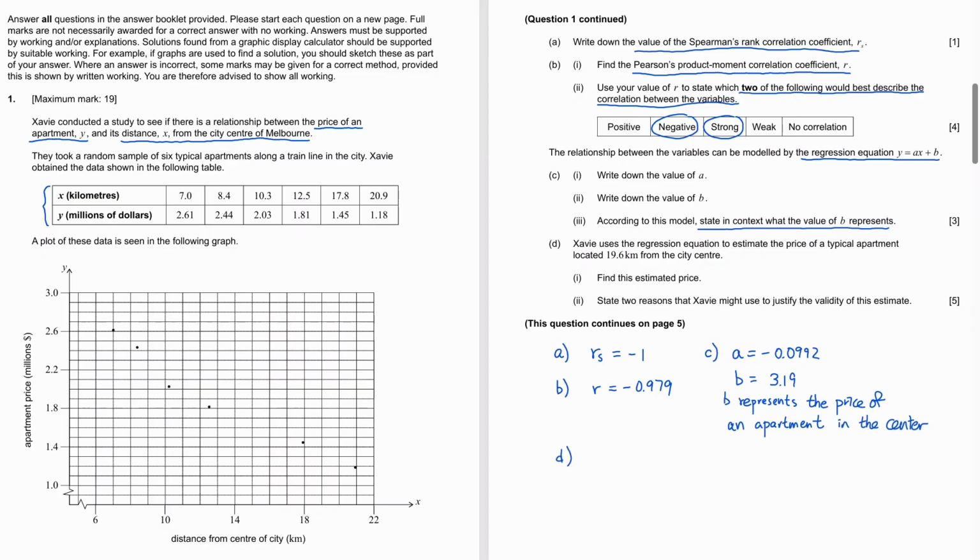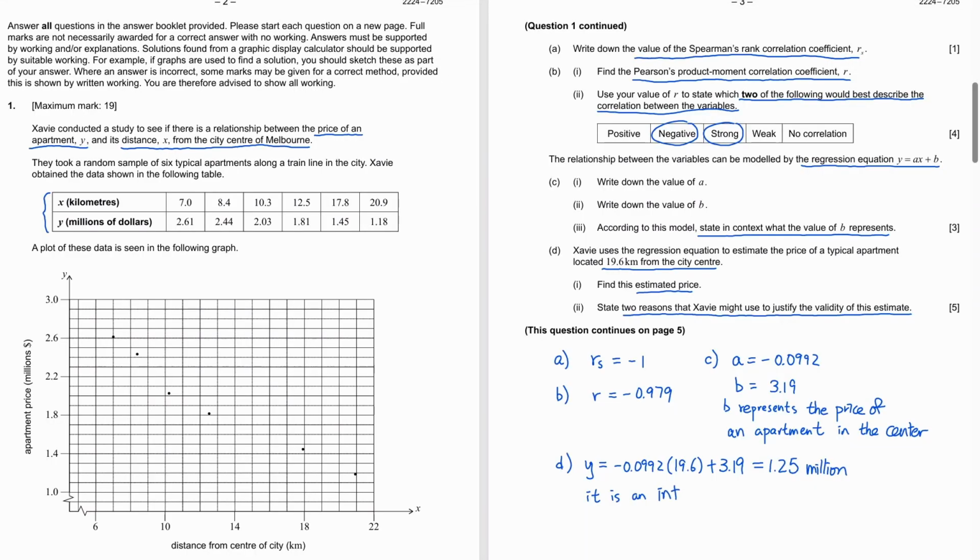For part D, we are told that the distance is 19.6 km, and we want to estimate the price. Substituting x equals 19.6 into the regression line gives y equals 1.25 million. We also need two reasons why the estimation is valid. First, 19.6 is between the highest and lowest x values of our 6 data points, so this is interpolation. Second, r is very close to -1, which shows a strong correlation.